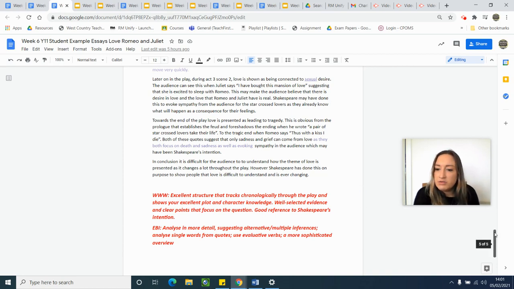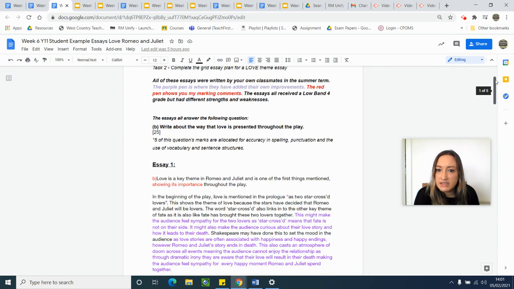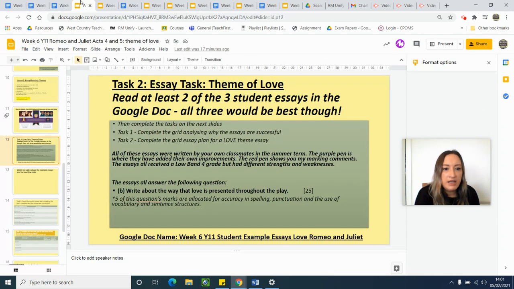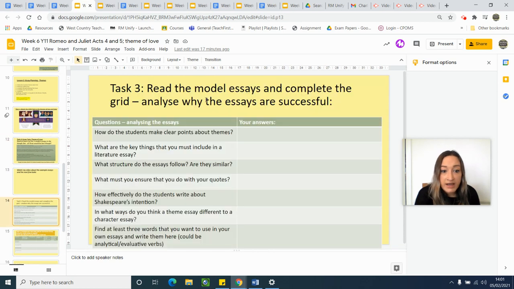Okay, so I wanted to talk to you about that because making points on themes is something that students find difficult. And that's one of the things, if we click back here a minute, I want you to actually analyse. So how do the students make clear points about themes? And think about all of the things that I've just said. And the other things I want you to think about, what are the key things that you must include in a literature essay? You should know that by now. You should be able to do that without even looking at them. But look through it, think about what your success criteria are.